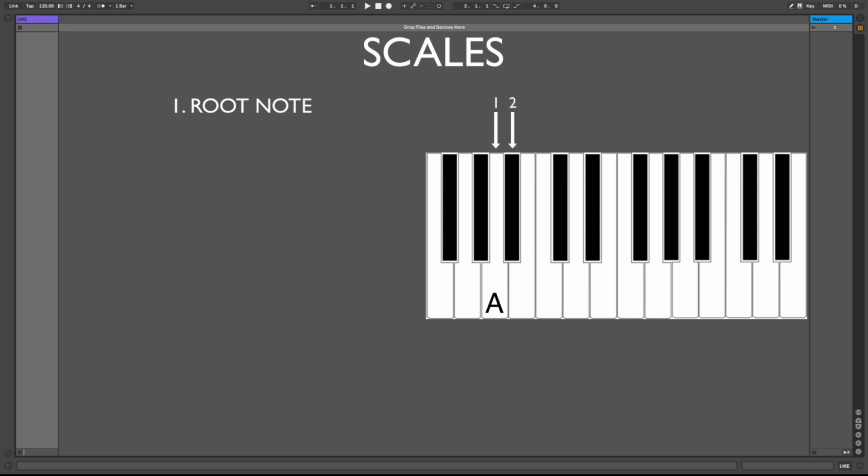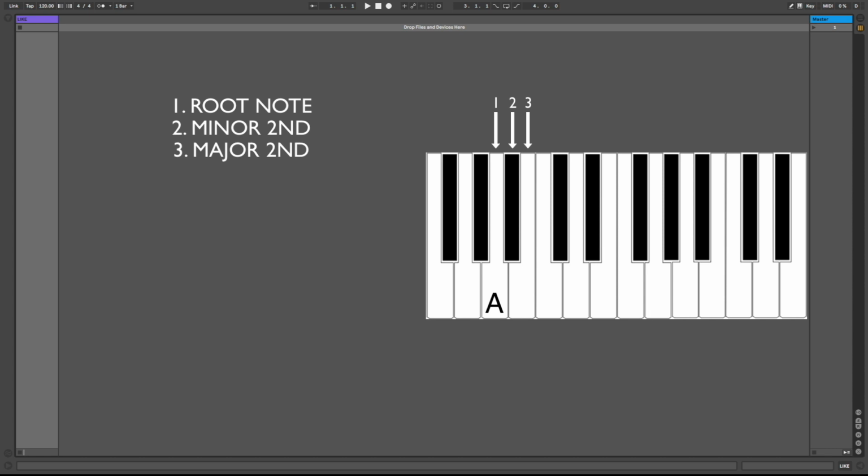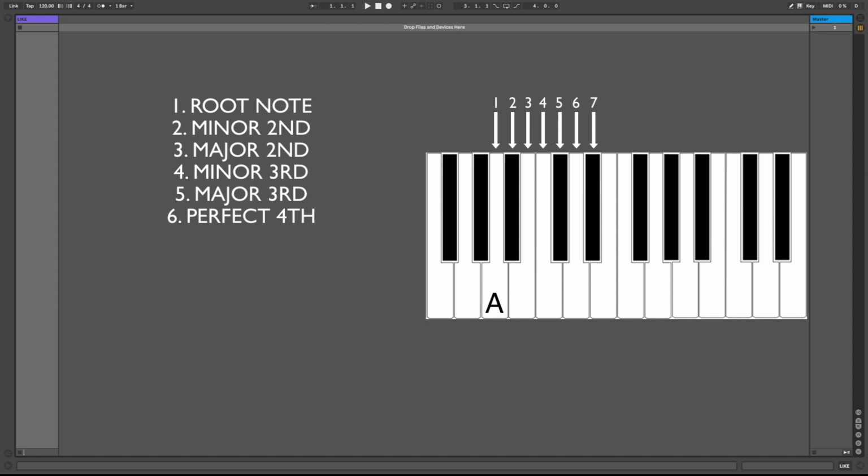The second note, which is one semitone above, is the minor second. This is the scale degree it's known as, a minor second. The third note, which is a semitone above that, is known as the major second. The fourth note is known as the minor third. The fifth note is known as a major third. The sixth note is known as a perfect fourth. The seventh note is known as an augmented fourth. This can also be known as a diminished fifth because the next note, the eighth note, is known as a perfect fifth.